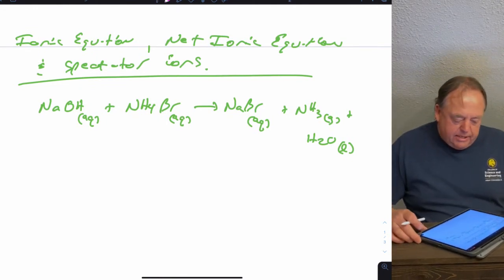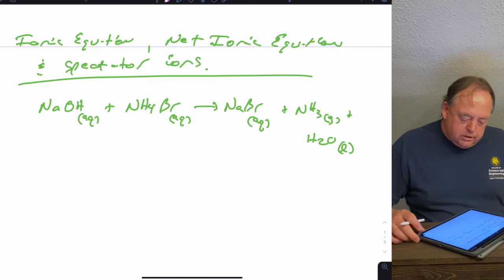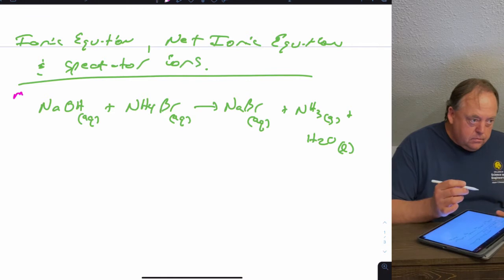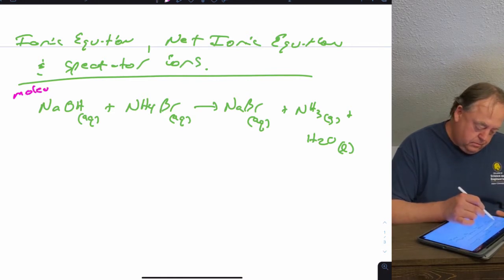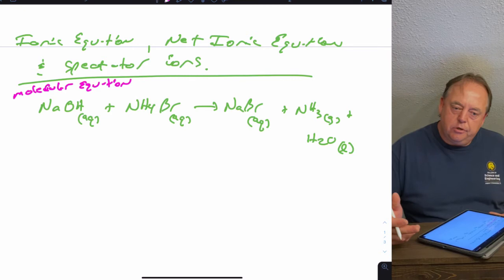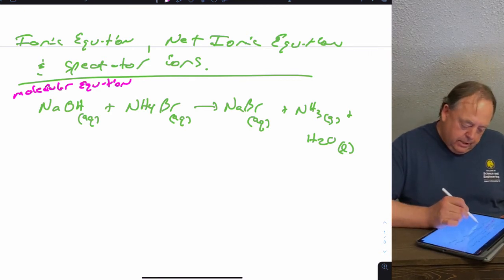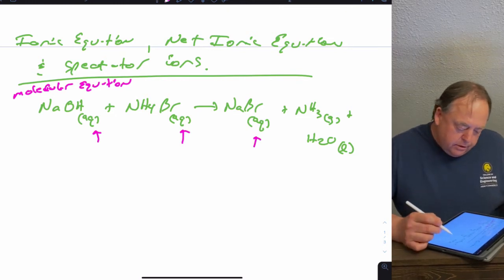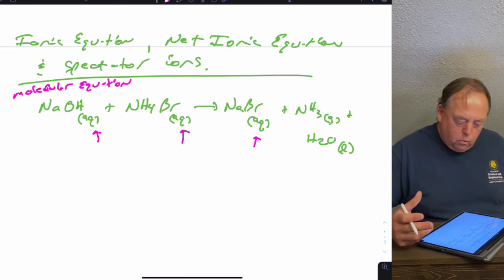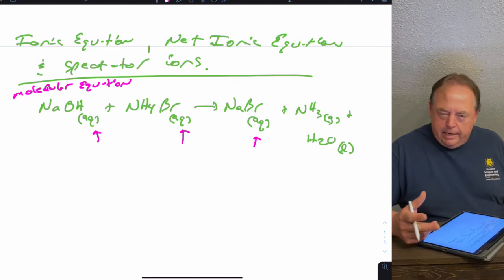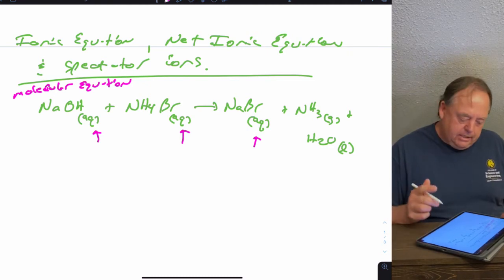Okay, and if we take another example of ionic equations, net ionic equations, and spectator ions, so this will be a molecular equation that's given to you. So let's take that equation and write it as an ionic equation instead. So anything that's aqueous needs to be split up, ionized. So if you put that in water, it's going to dissolve since it's aqueous, and since it's an ionic compound, it's going to split up into cations and anions.